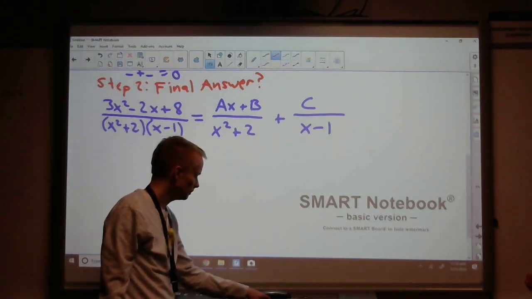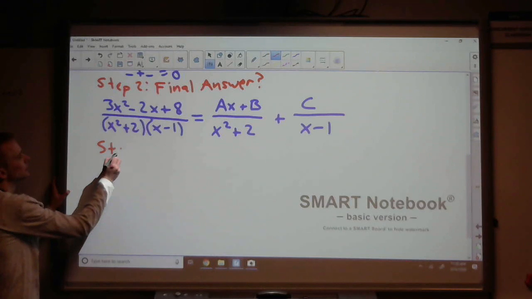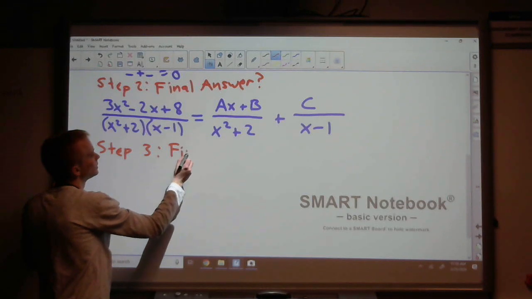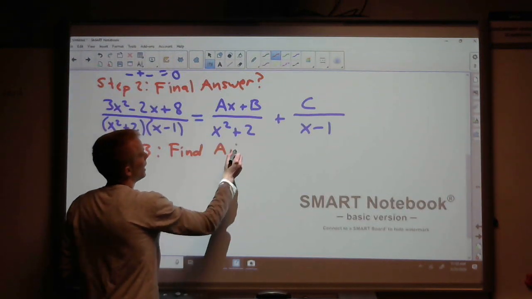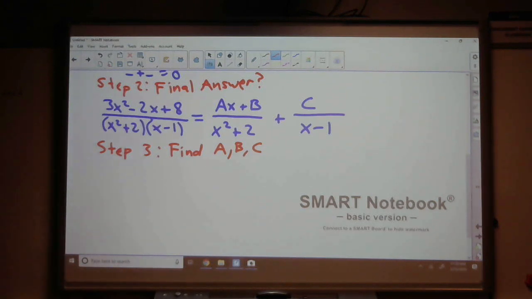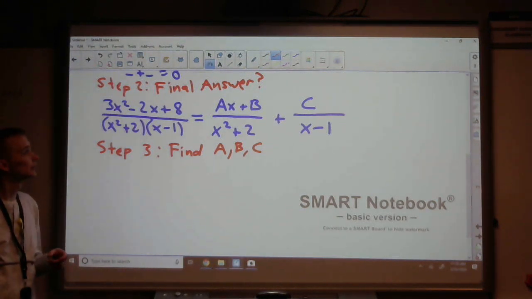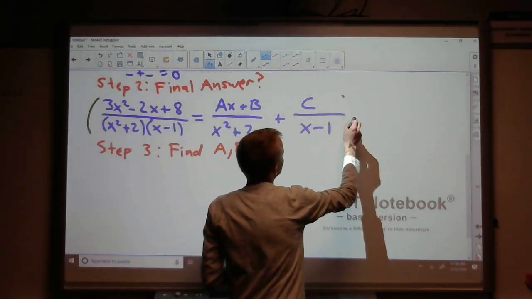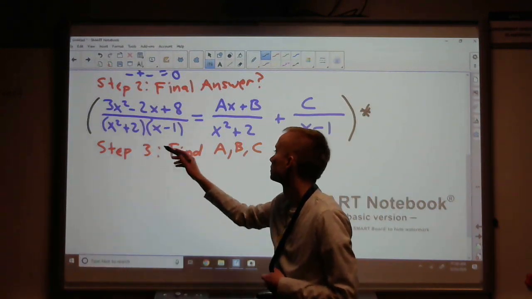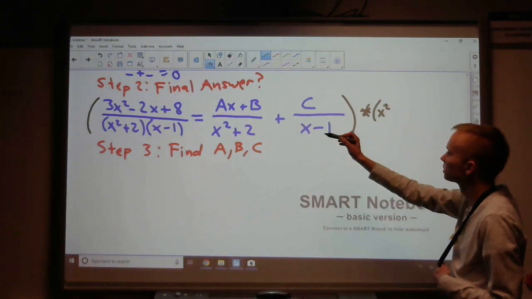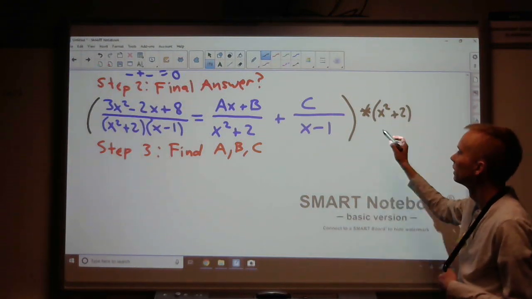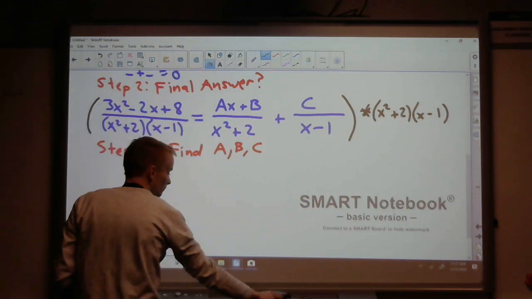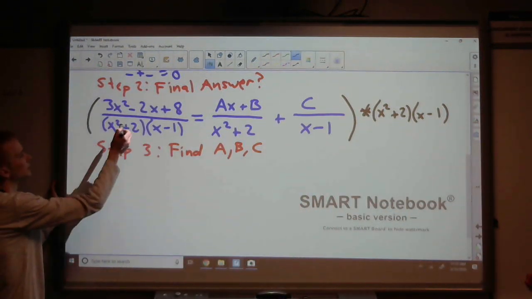So, now that we have that, step 3, we want to find A, B, and C, right? We want to find out what A, B, and C are. So what I'm going to do is take this and times it by the denominator. Okay, so I'll times it by x squared plus 2 and times x minus 1, just by the denominator of this thing. What happens when we do that?